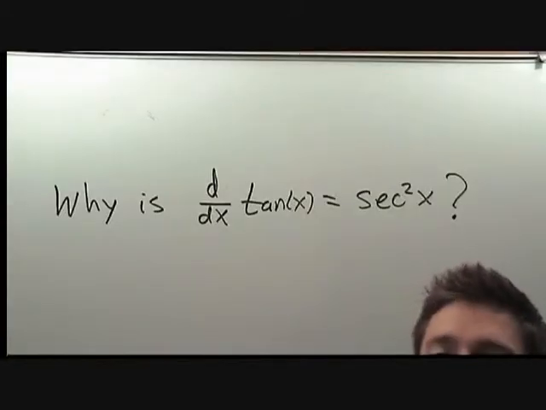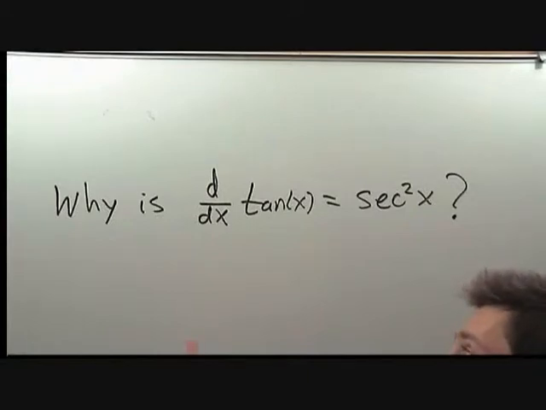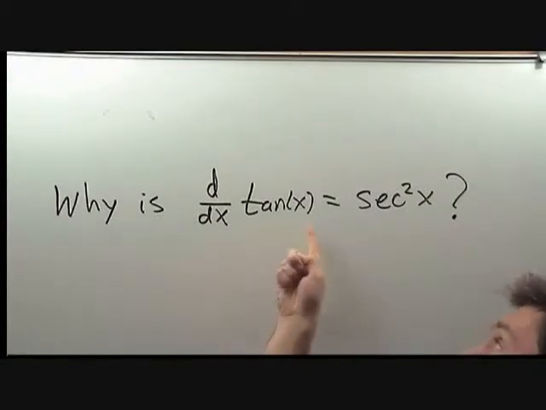Sometimes it really helps to remember a rule if you know where that rule comes from. One of the differentiation rules that always looks funny to me is the one that says the derivative of tangent is equal to secant squared. When you first see it, you think, what does tangent have to do with secant squared? Well, we're going to see where this rule comes from.